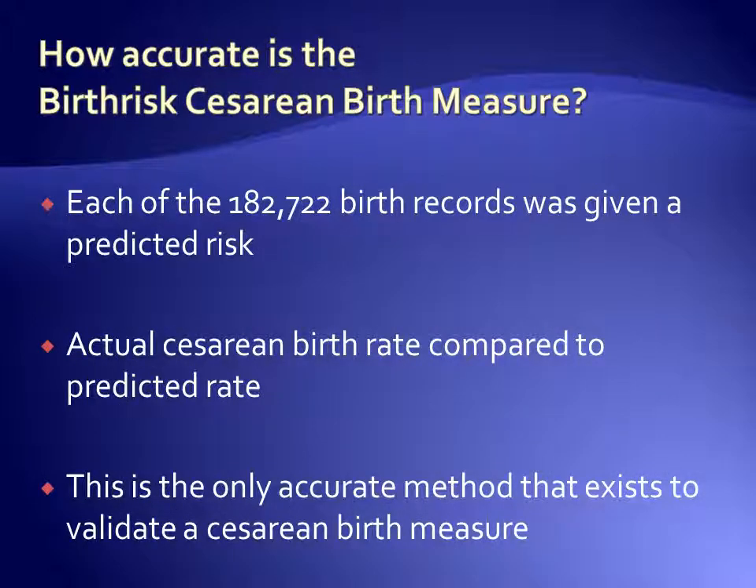Each of the 182,722 birth records was given a predicted risk, and then these records were sorted into 99 groups based on predicted risk from 1% to 99%. The actual cesarean birth rate of each group was then compared to the predicted cesarean birth rate for that group. This is the only accurate method that exists to validate a cesarean birth measure.